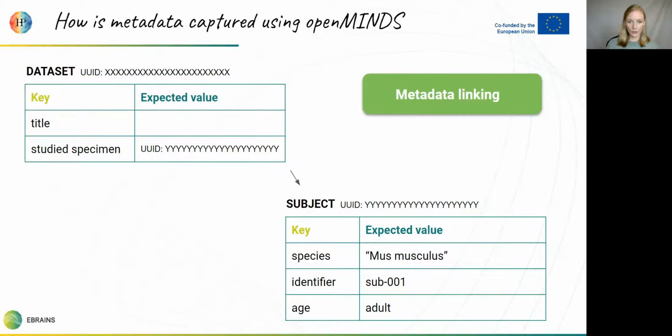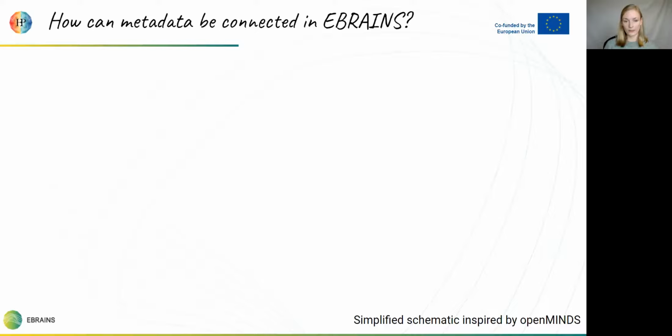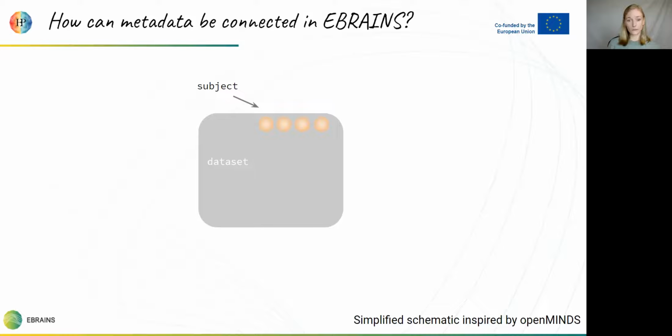So we can also look at a simplified graphical representation that is inspired by openMINDS to explain how metadata is connected in EBRAINS now. So let's start with one dataset with 4 subjects. If this were an electrophysiology dataset, the method that was used in this dataset could be in vitro whole cell patch clamp recordings, for example. The method or technique is further associated with a protocol which gives more specific details about the method.